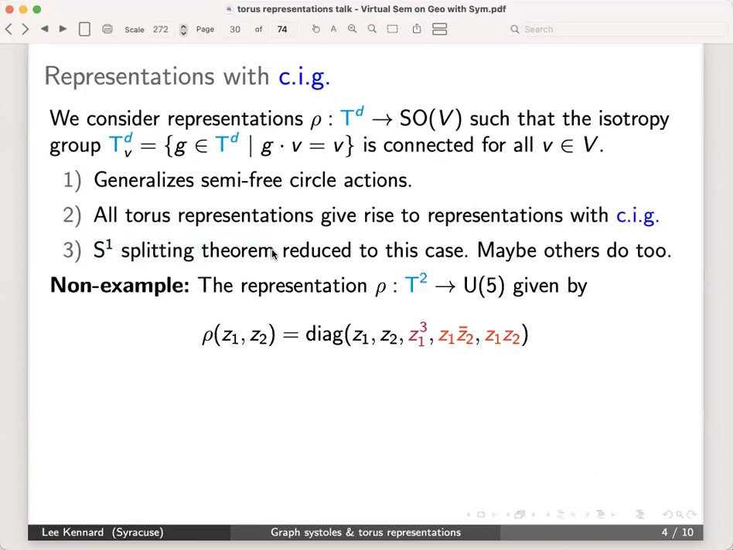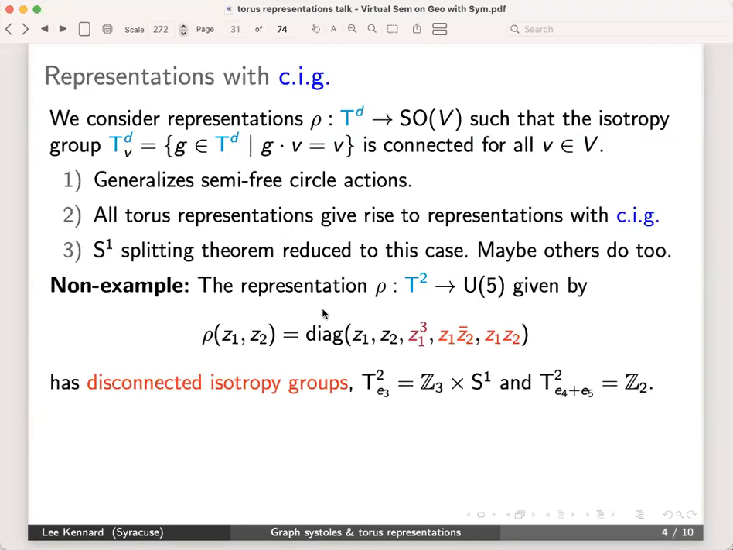Here's a T2 representation, pretty mild representation, but this has multiple disconnected isotropy groups. So this is one that does not have CIG. You can see the z1 to the third power is going to give you an order 3 finite isotropy group. What I've done here, I've just looked at E3, so actually it's a disconnected isotropy group. This one, if you look at the components E4 and E5, if you require both of those to be identity, you get a Z2 subgroup. So those are examples of disconnected isotropy groups.